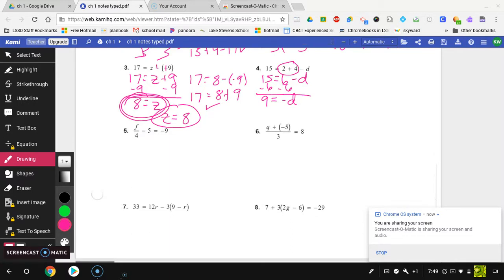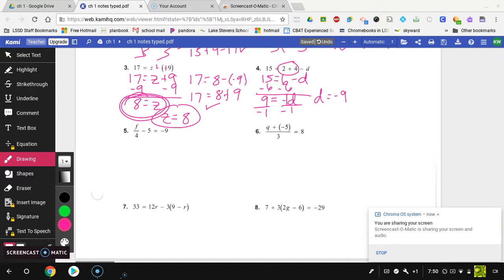We're not done yet because d is not by itself. We still have a negative that's attached to our d. So we need to get rid of that negative. A negative d is the same thing as a negative 1d. So now we have negative 1 times d. The opposite of multiplication is division. So we'll divide both sides by negative 1. And when I do that, I get d is equal to negative 9.